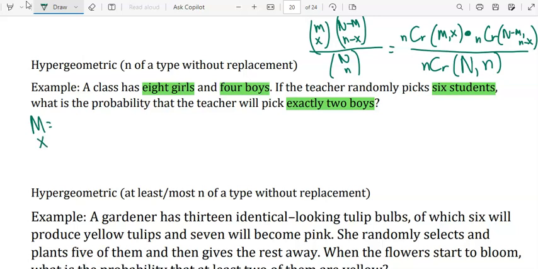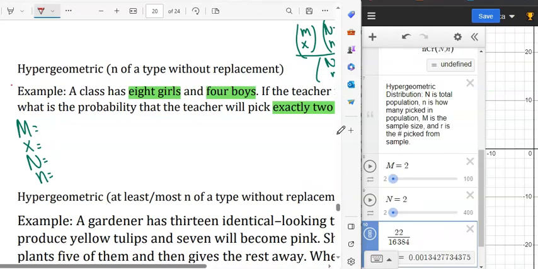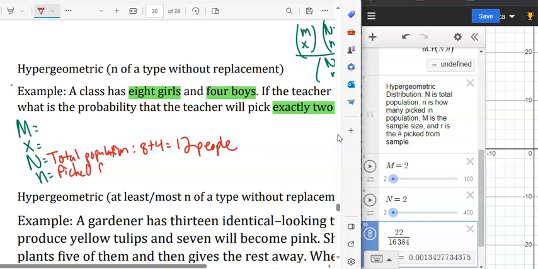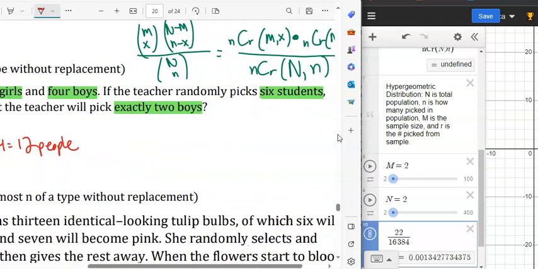Let's identify each of our variables. N is the total population. And so the total population here is the 8 girls and the 4 boys. It's 12 people. Lowercase n is how many are picked in the population. The teacher is randomly picking 6 students.